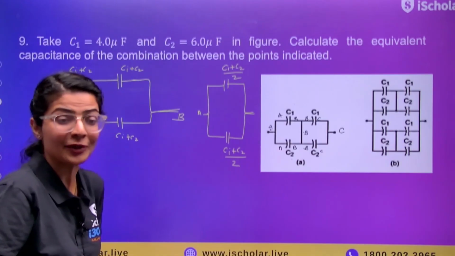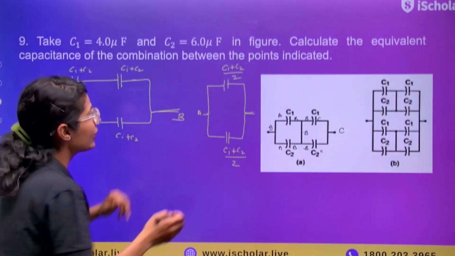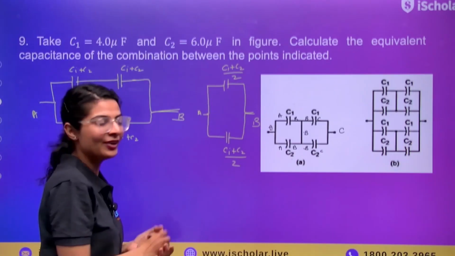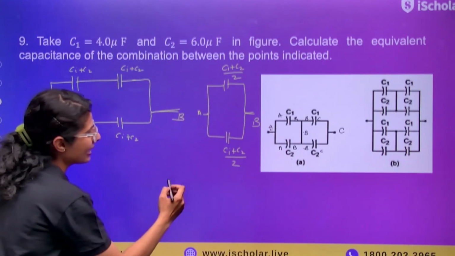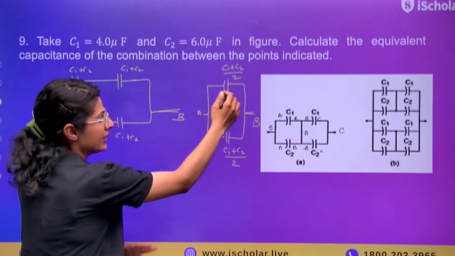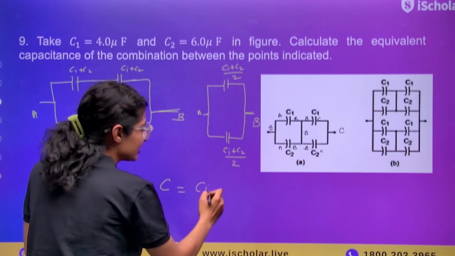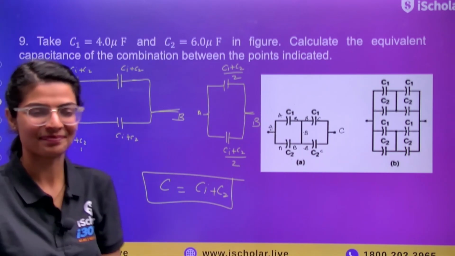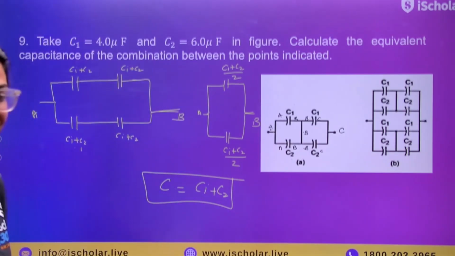And what will be the total capacitance? The total capacitance will be given as, these two are in parallel. We'll write the total capacitance would be C net. They are in parallel. I will just add both of them, and this is the final result. Am I clear with this? Coming to the next.